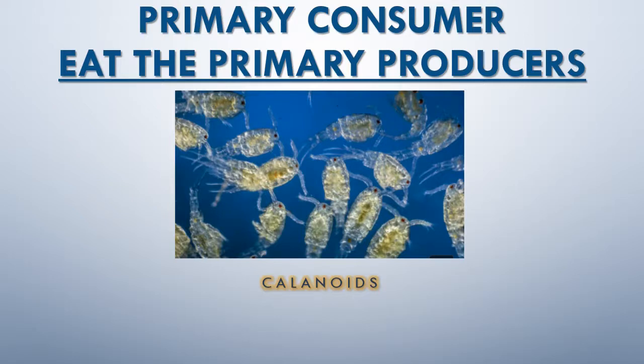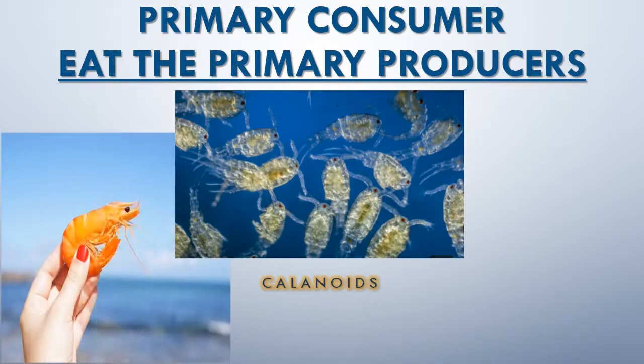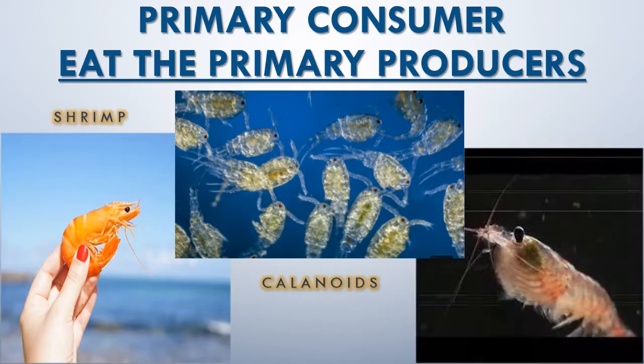But there are also some other types of primary consumers, and they are the shrimp and the krill. The shrimp and krill are also primary consumers, eating the diatoms. Now, pause the video and place the name of one of the animals you see and draw their picture in the pyramid.